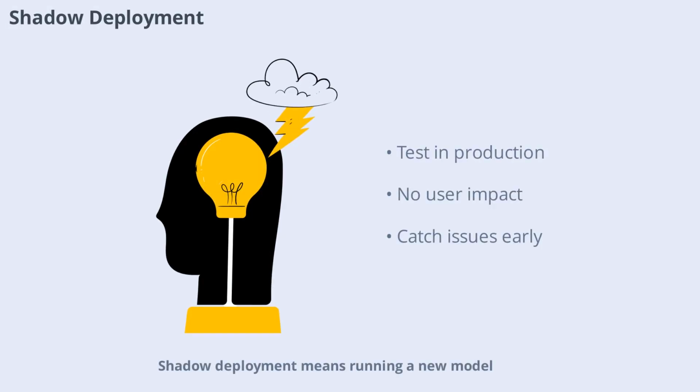Shadow deployment means running a new model alongside the current one without affecting users. This allows teams to test new models in production conditions and catch issues before a full rollout.